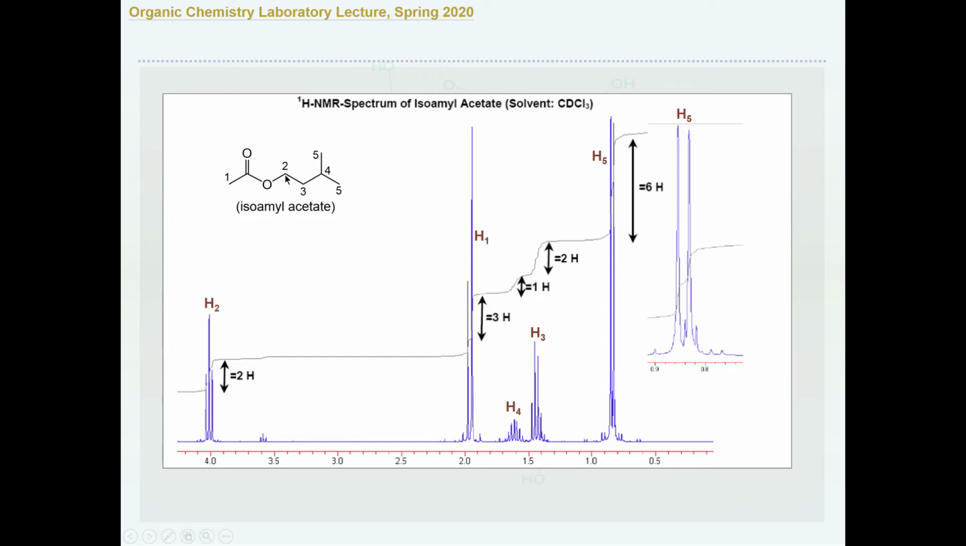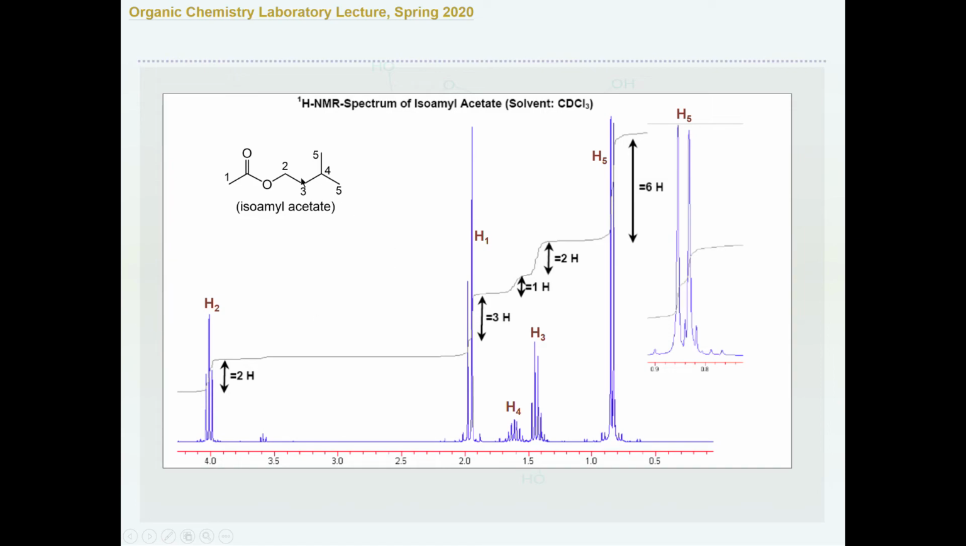The next one will be this proton. This proton is right next to the oxygen, with electron withdrawing directly bonded, so this proton shifts the most, to almost 4 ppm. The proton integration here is 2, so it means you have 2 protons right here. And the next one is also 2 protons. So the peak next to 2 protons should be what? A triplet, right? So it is a triplet, with a 1 to 2 to 1 ratio for the peak heights.